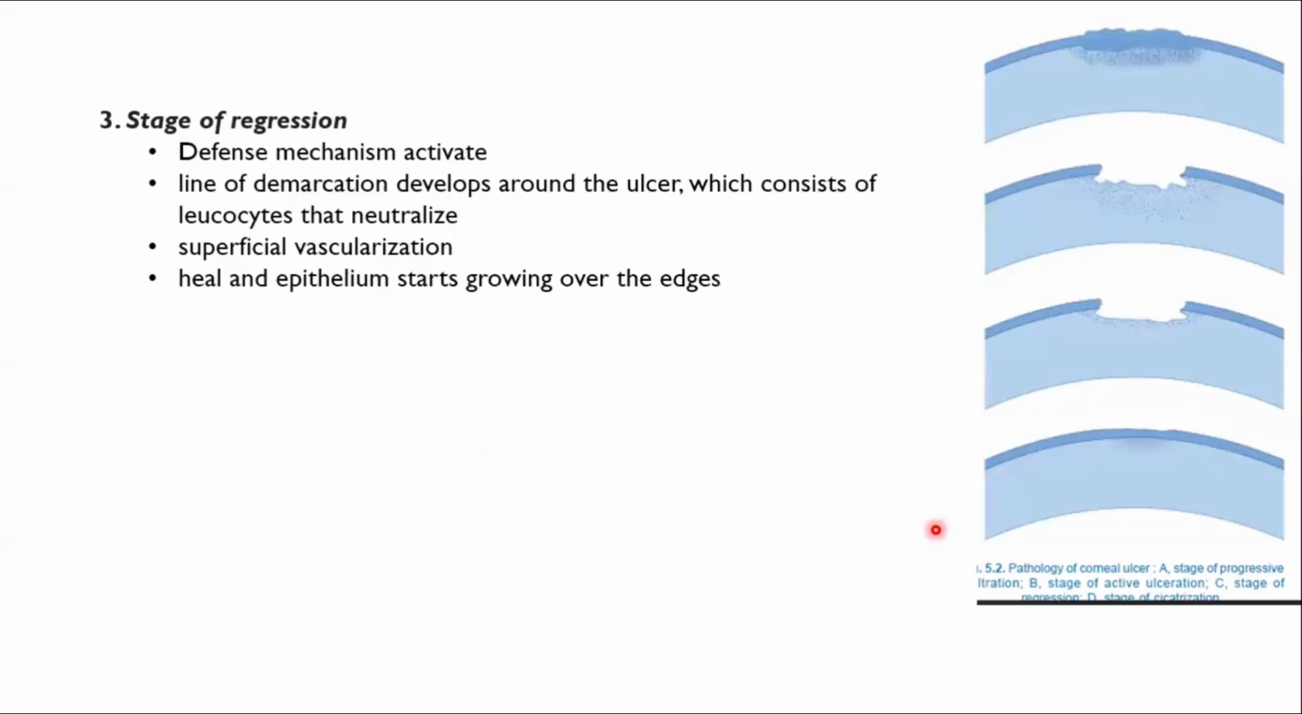In this stage, the body's defense mechanisms come into play. A line of demarcation develops around the corneal ulcer, consisting of leukocytes that help to neutralize the corneal infection. Along with that, superficial vascularization occurs as the ulcer starts to heal and the epithelium begins to grow over the edges of the corneal ulcer. And finally, in the cicatrizing stage, the healing process continues with epithelialization and the formation of a permanent covering.